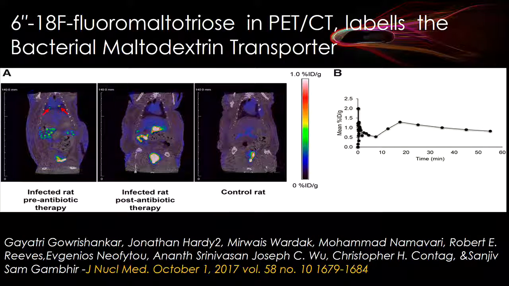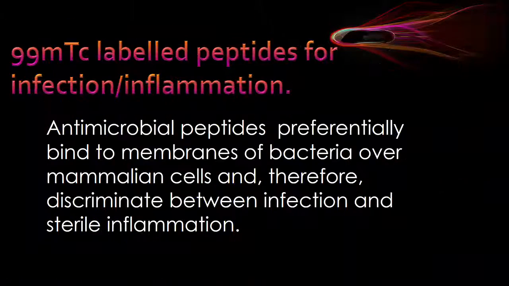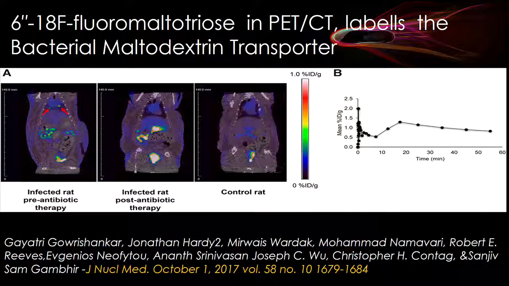Just to mention, we have fluor-18 fluoromaltotriose in PET-CT, which labels the bacterial maltodextrin transporter. And here you can see the detection of an infection with a very small quantity of bacteria, and then how, in the follow-up images, this had disappeared.